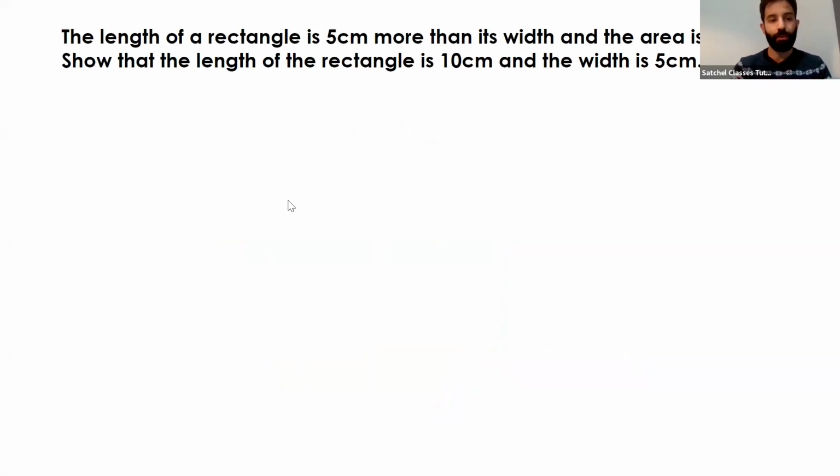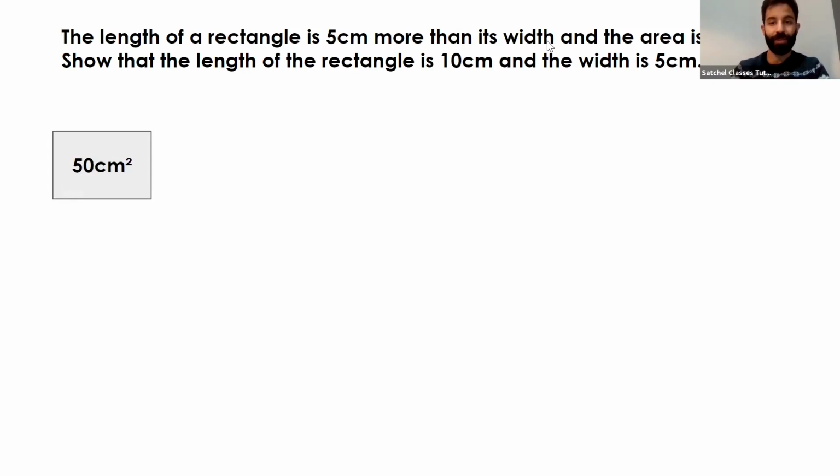So here's a worded problem. It says the length of a rectangle is 5 centimeters more than its width, and the area is 50 centimeters squared. Show that the length of the rectangle is 10 centimeters and the width is 5 centimeters. So the answer is actually given to us, but we need to see how the answer has come about. So first, let's draw a rectangle. So this rectangle has an area of 50 centimeters squared. Its length is 5 centimeters more than its width.